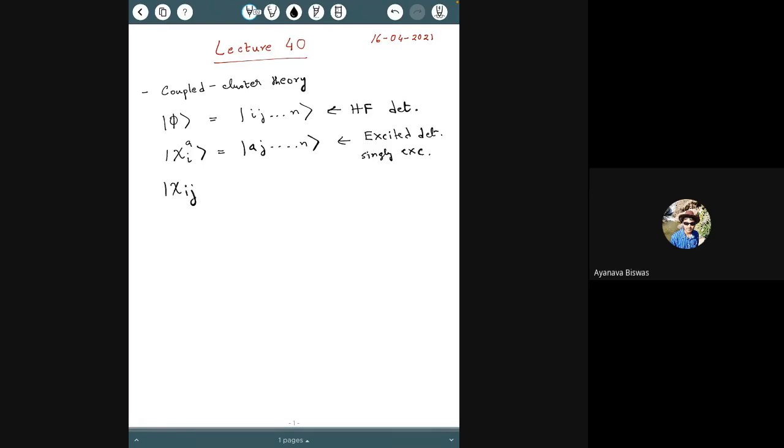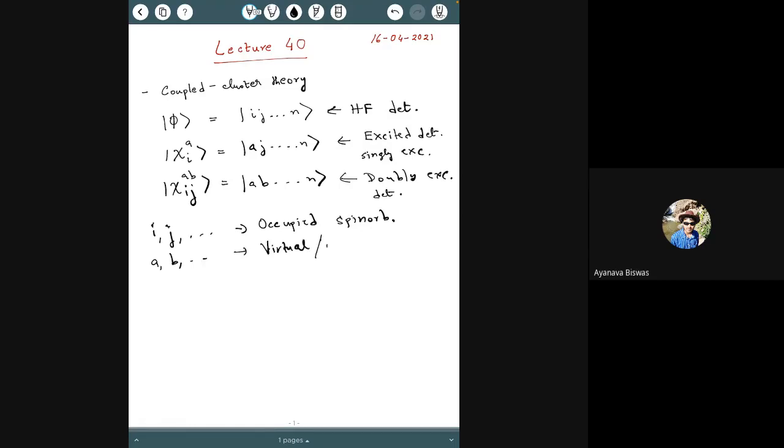I'll repeat that after I finish writing the doubly excited. So doubly excited here, I and J are replaced by A and B. So this is a doubly excited determinant. What is the notation that I have used here? So I, J, K, etc. These are occupied spin orbital labels. So I'm using the letters IJKL for occupied spin orbital labels. I'm using A, B, C, D for virtual or unoccupied spin orbital labels.